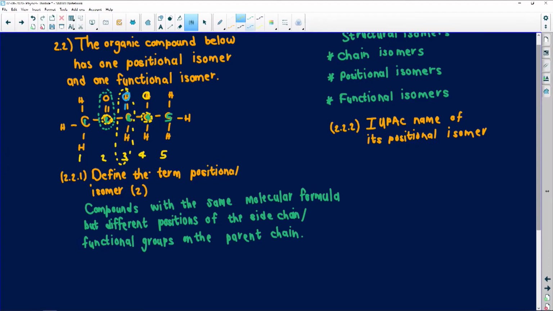So now let's draw this positional isomer for it. Let me just redraw it so you see, because I've made so many changes on that one. 1, 2, 3, 4, 5. So I've moved it to the third one where there's a double bond O now.